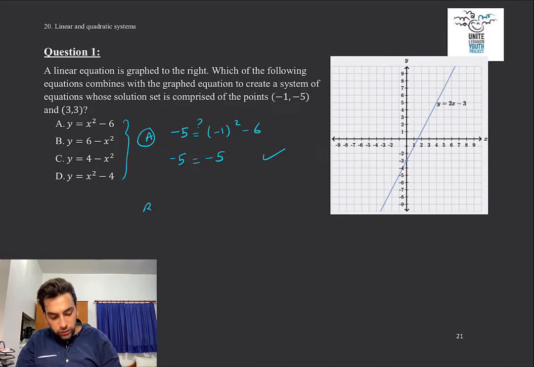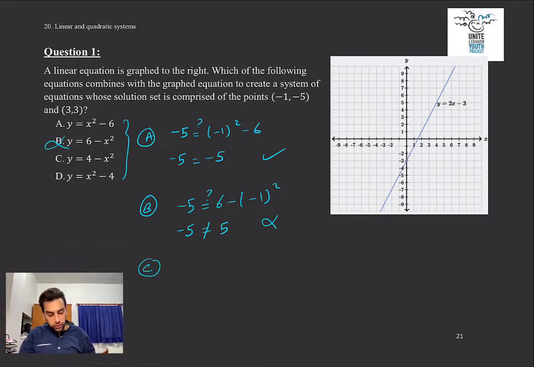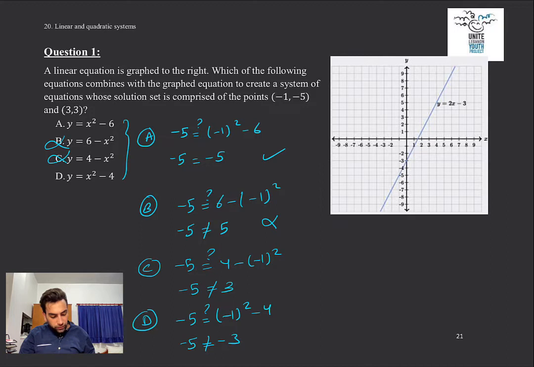Going to choice B, you will have -5, is it equal to 6 minus (-1) squared, and you will get -5 different than 5, so choice B is not acceptable. I will cancel it out. Going to choice C, -5, is it equal to 4 minus (-1) squared, and you will get -5 different than 3, thus choice C is also rejected. Last but not least, choice D, -5, is it equal to (-1) squared minus 4, that's -5 is different than -3, thus choice D is also rejected.